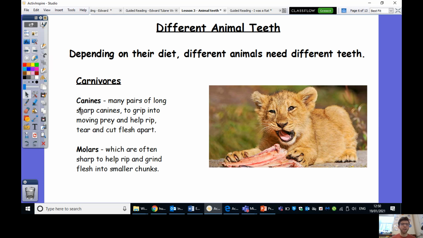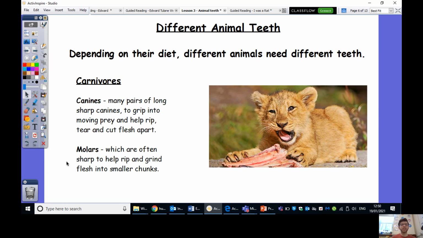So they have many pairs of long, sharp canines to grip into moving prey. If you imagine a lion chasing down a gazelle that's moving at a lot of pace, then a canine is going to stick into it and really give them a lot of grip. They use them as well for tearing the meat apart. So carnivores have canines, but they also have molars. Their molars are a little bit different to ours. They're slightly sharper, and they have those ridges, if you remember.